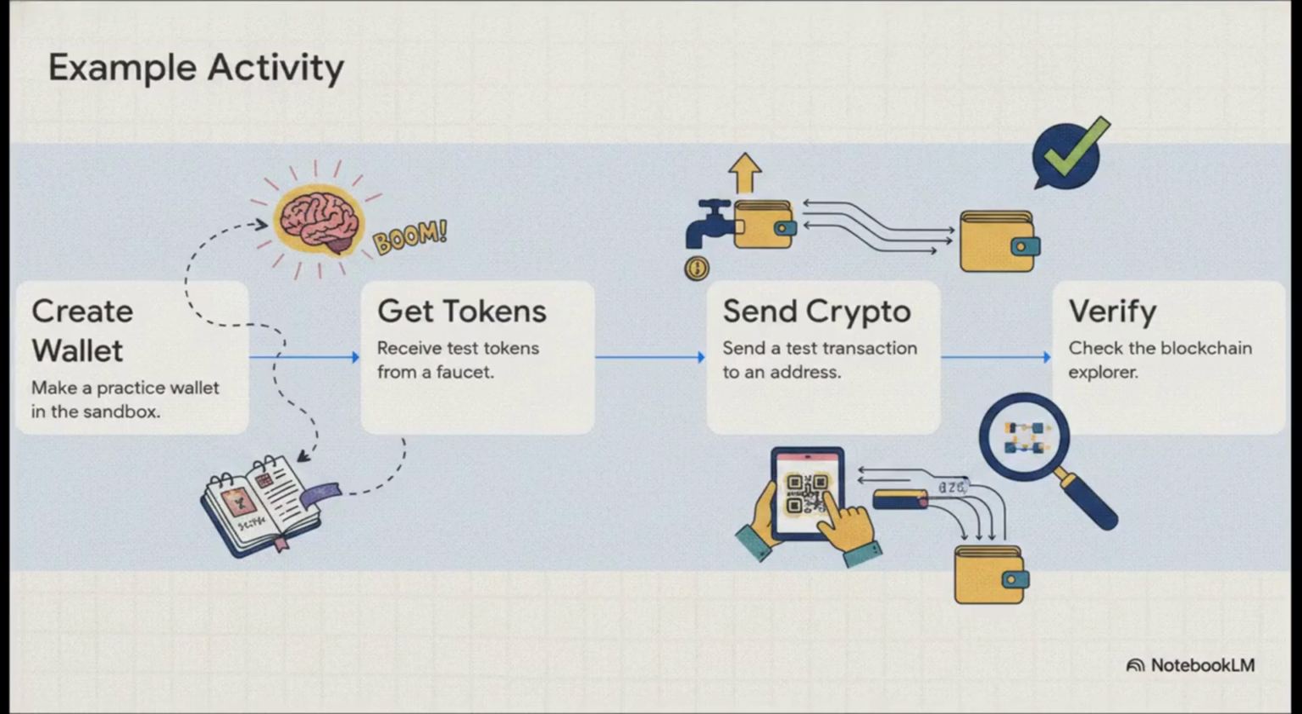Let's walk through what this actually looks like. Imagine you're doing this right now. Step 1, you create a practice wallet in the sandbox, securely writing down your test seed phrase. Step 2, you hit up a crypto faucet and receive some test tokens. Boom, your balance goes up. Step 3, you copy another practice wallet address and send a test transaction to it, getting the feel for sending in a totally fake, safe environment. And step 4, after a brief wait, you check the blockchain explorer and watch your transaction get confirmed in real time. You've just nailed the entire life cycle of a transaction, flawlessly and without breaking a sweat.